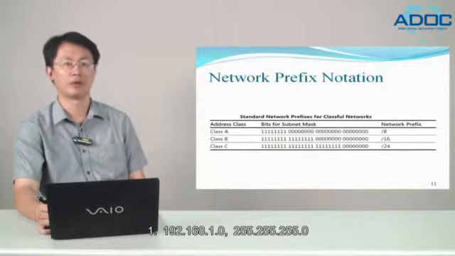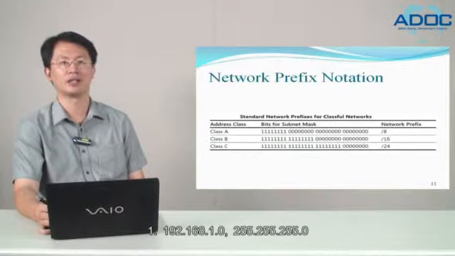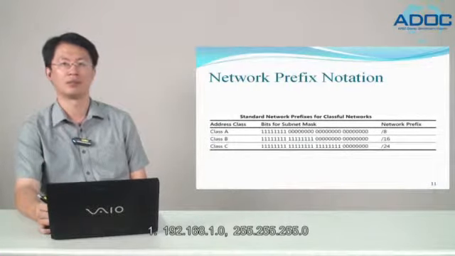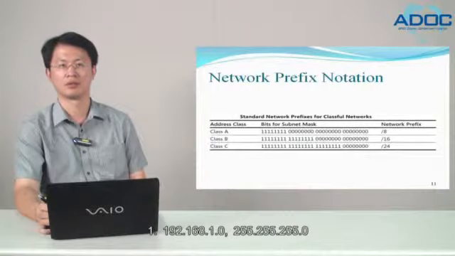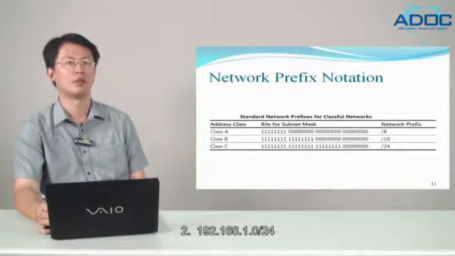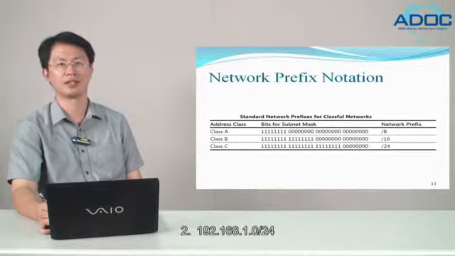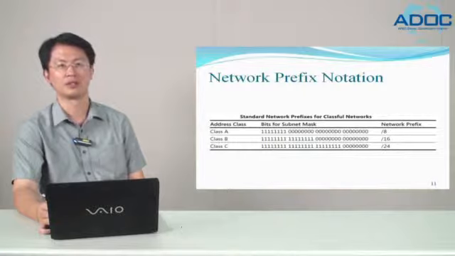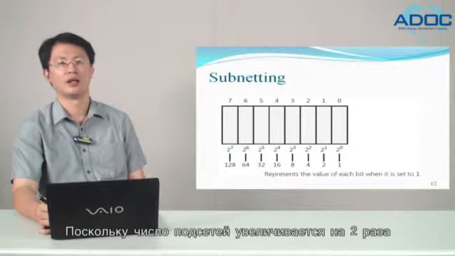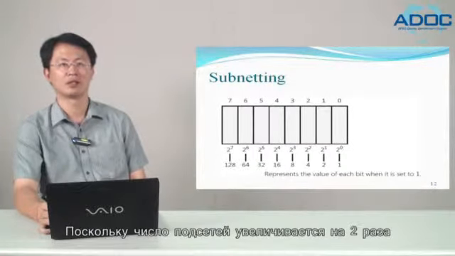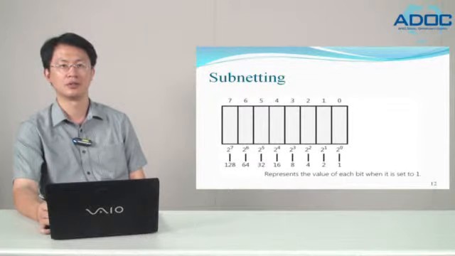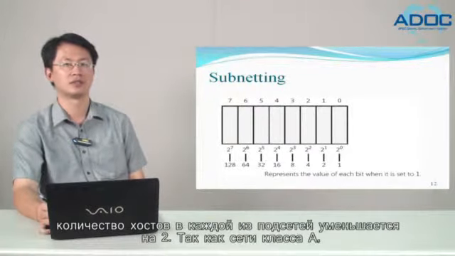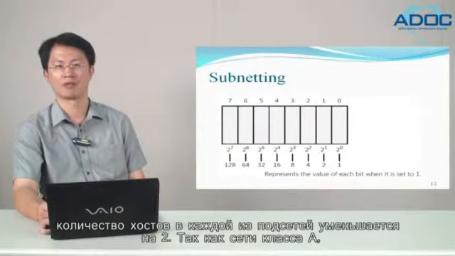The first, 192.168.1.0 and 255.255.255.0, or second, 192.168.1.0/24. As the number of subnets goes up by a factor of 2, the number of hosts per subnet goes down by a factor of 2.